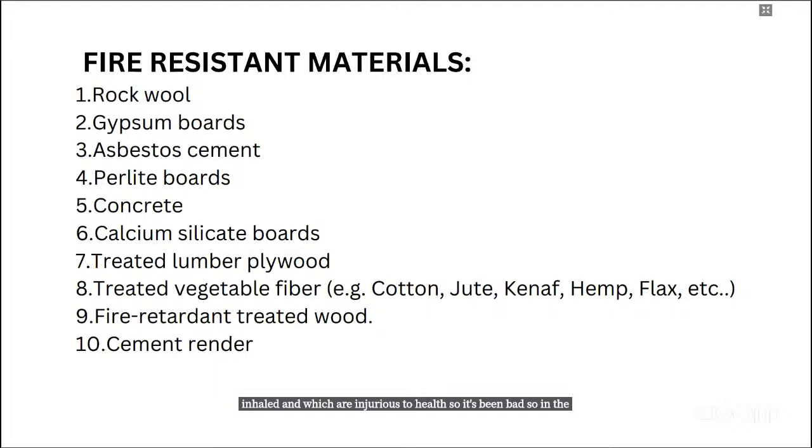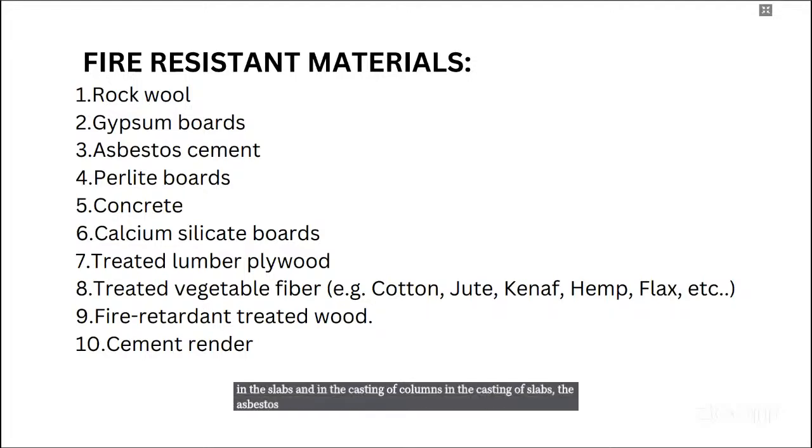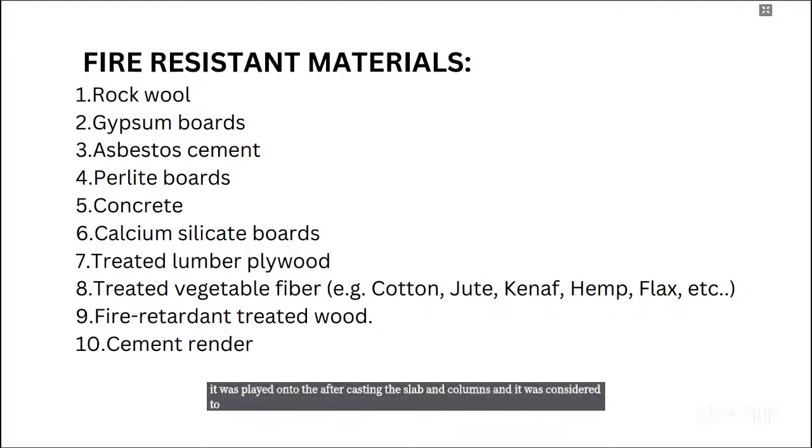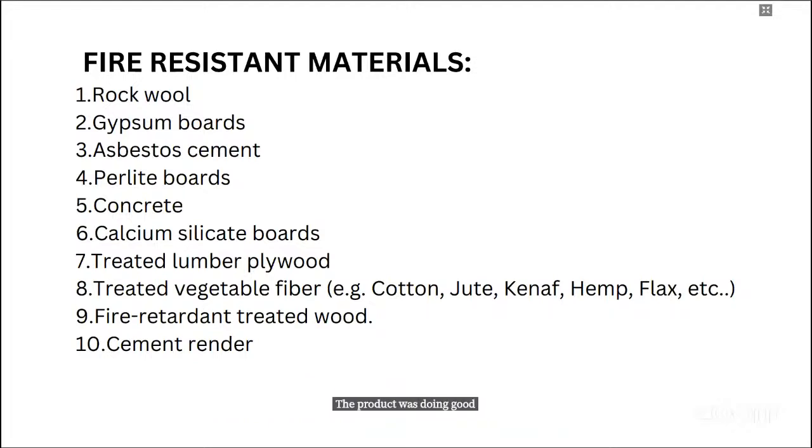In the casting of columns and slabs, the asbestos sheet or asbestos material used to be applied after casting the slab and columns, and it was considered to be a fire resistive material. The performance was okay and it was good. The product was doing well. The only problem was that it was not a green material and it has certain health issues.